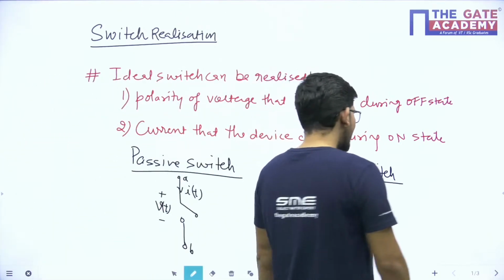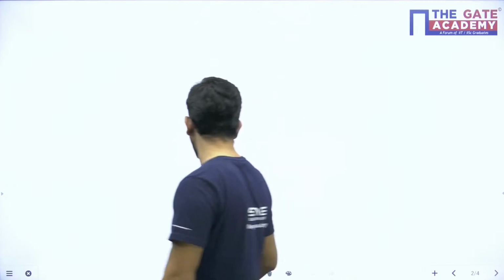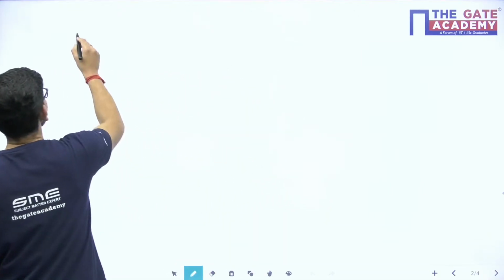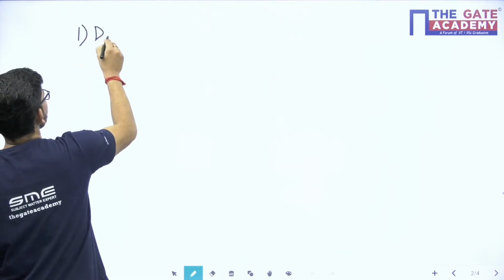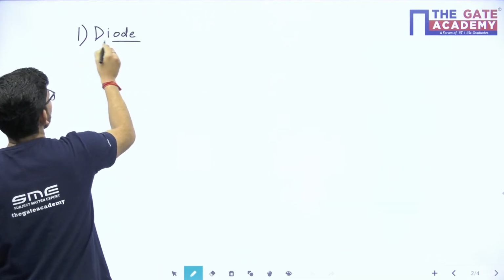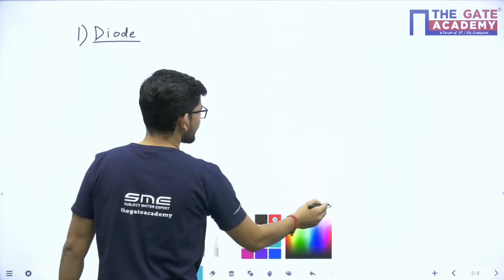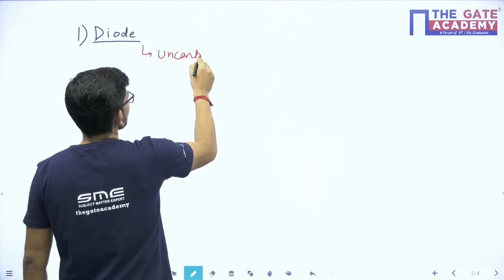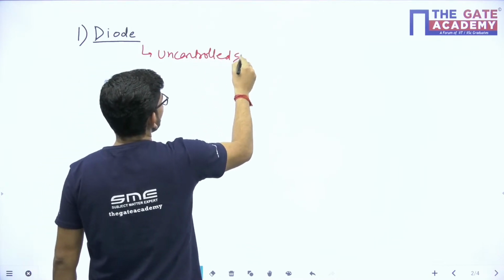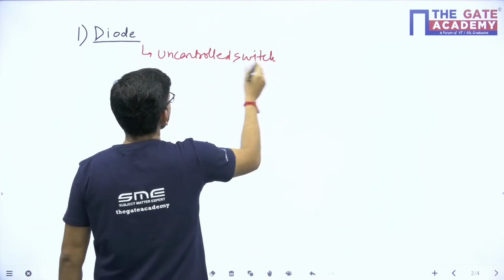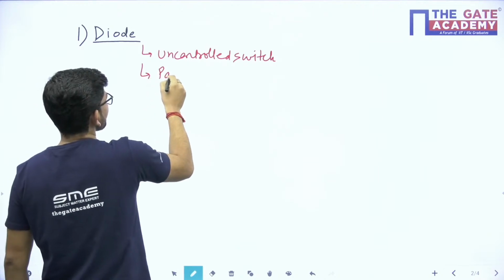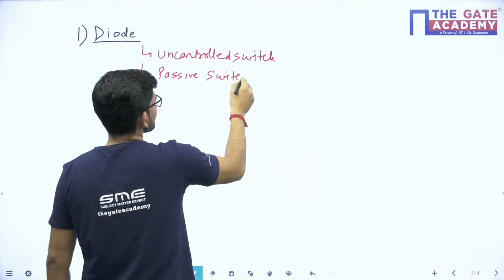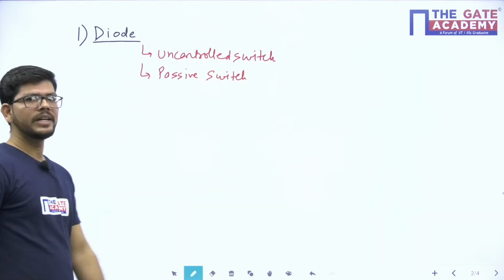Now let us discuss all the switches one by one and see how the switches are realized. If I talk about the very first one, which is the diode: the diode is an uncontrolled switch. We know that the diode is an uncontrolled switch and it is a kind of passive switch. There is no control terminal in a diode.